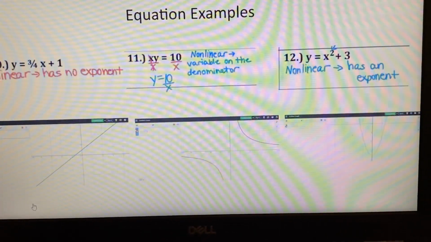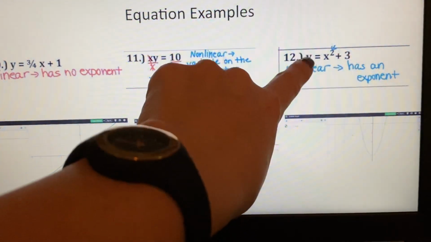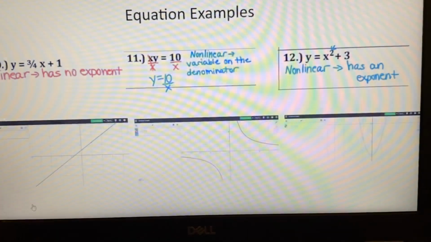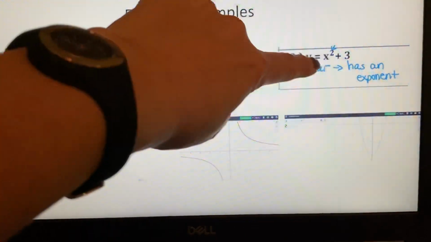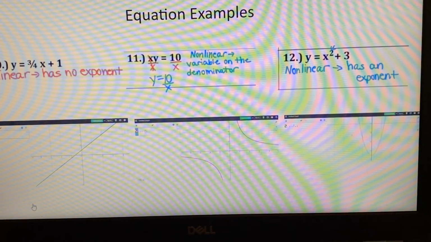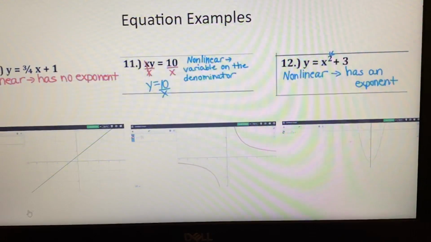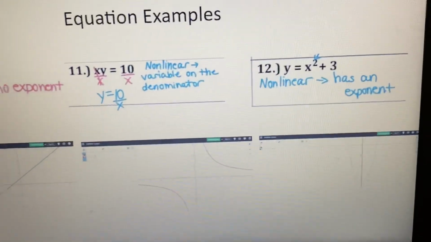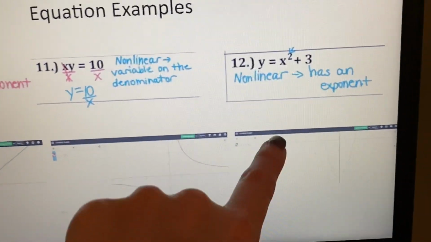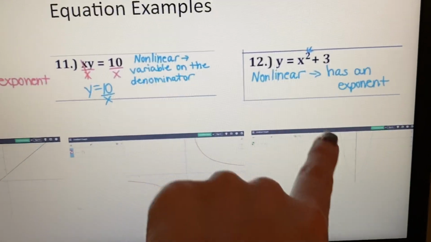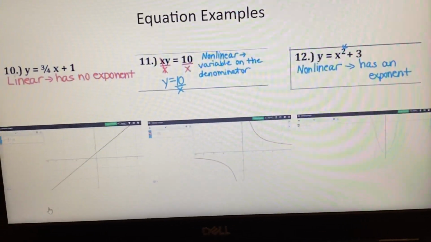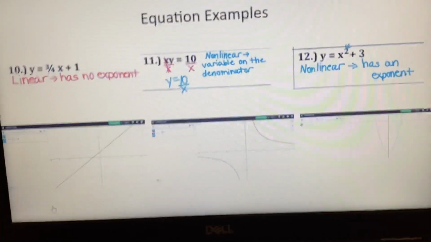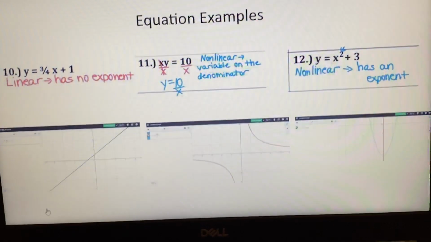All right, and then last but not least, we have this equation. Let's see if I can get it to see this real quick. We've got this equation right here, y equals x squared plus 3. It's nonlinear. It has an exponent. That x is being raised to the second power. Therefore, that graph, I'll see if I can zoom in so you can see it. That graph right there is a U-shaped. It's very faint. It's hard to see, but it's a U-shaped. So that creates a curve in our graph, and therefore it is non-linear. Count how many times I say that word, linear, non-linear.